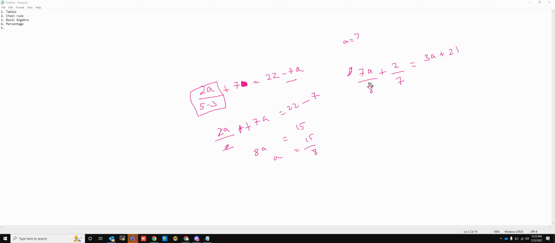See, as usual, you have to find a. So I will bring a to one side. This is 7a divided by 8 plus this 3a. I am bringing this side, so it will become minus 3a is equal to 21. This 2 by 7 I am taking that side. It will be minus 2 by 7.